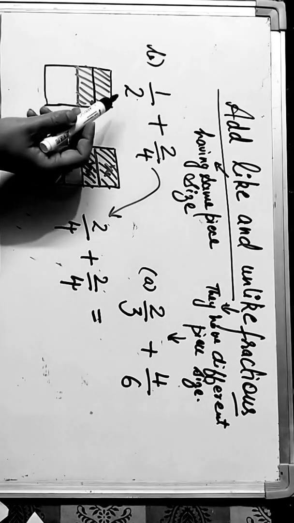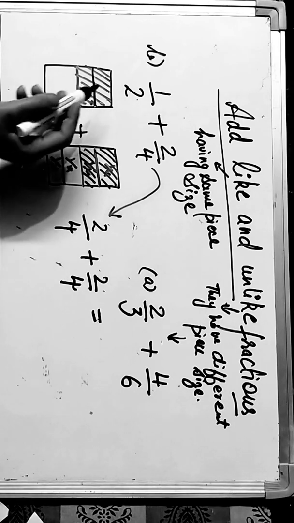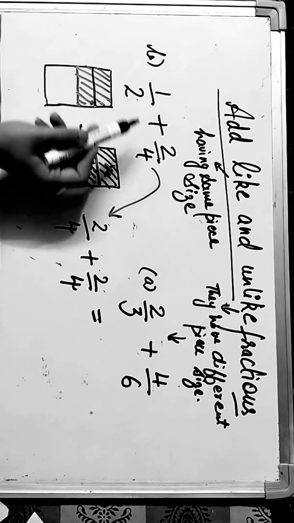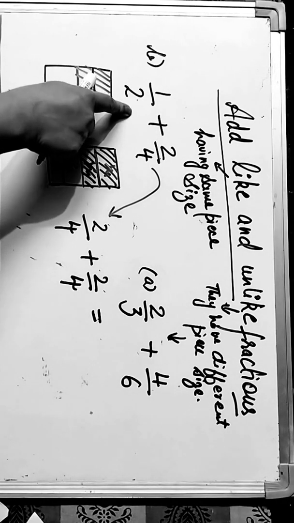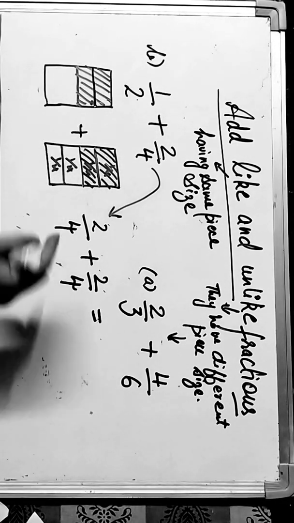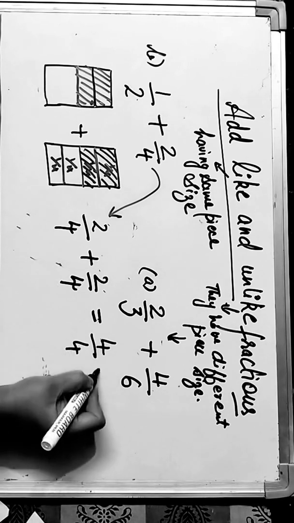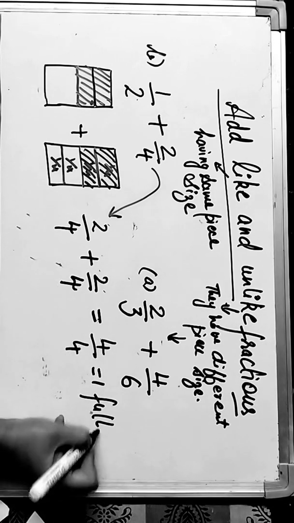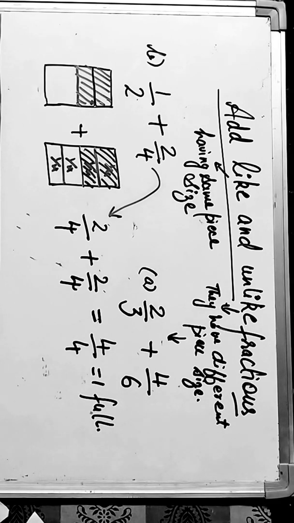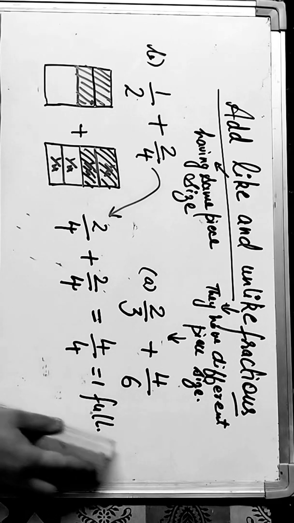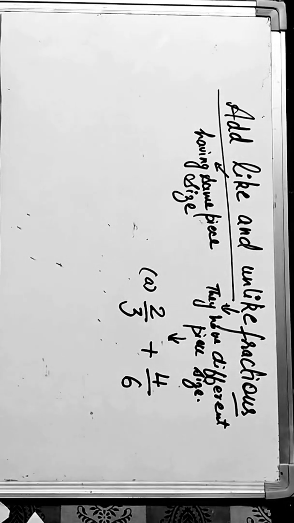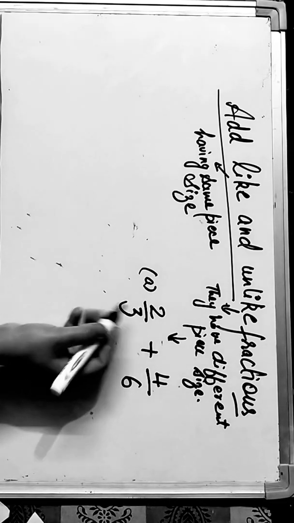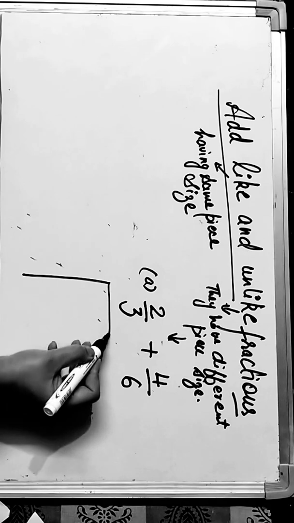It means to add unlike fractions, we have to make the denominators, the piece size, same. So half can be cut into fourths. Okay, so this means 4/4, and I have one full chocolate. So to add unlike fractions, what we need to do is make the piece size same. Here, what piece size of a chocolate do we have?